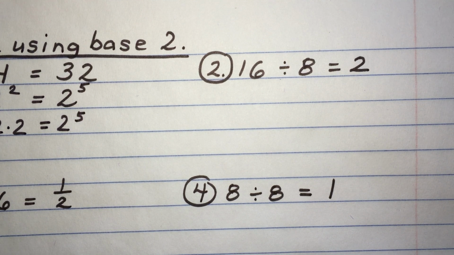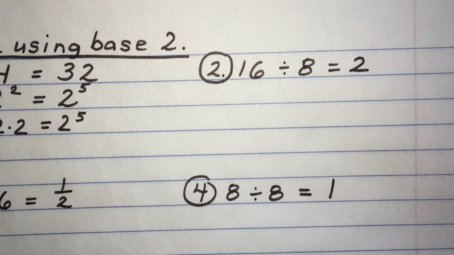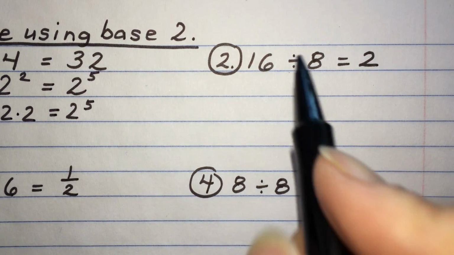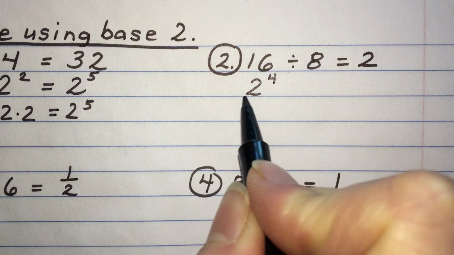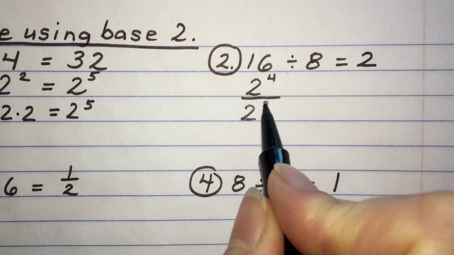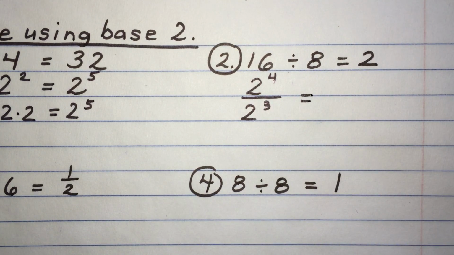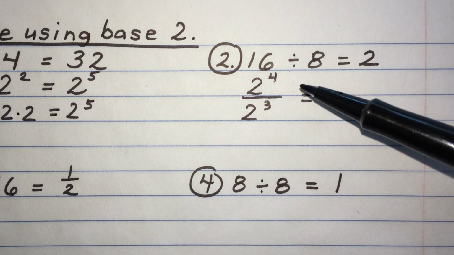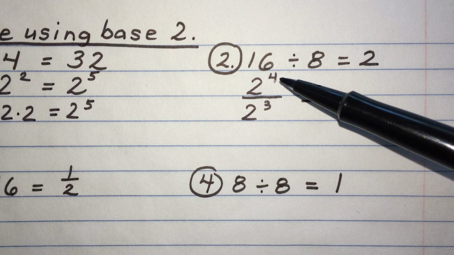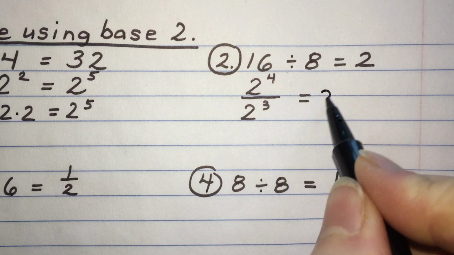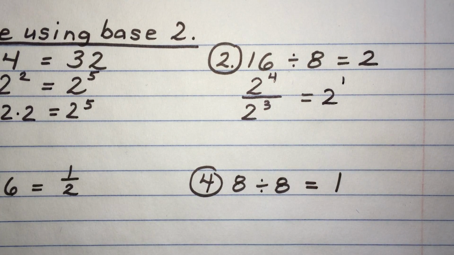In number 2, we're looking at 16 divided by 8. How can we write 16 as a power of 2? 2 to the 4th power. And we just said that 8 is 2 to the 3rd. We know that 16 divided by 8 gives us our answer of 2. We already know that, but let's take a look at what's happening to the exponents. 2 to the 4th over 2 to the 3rd, we're left with 2 to the 1st power.